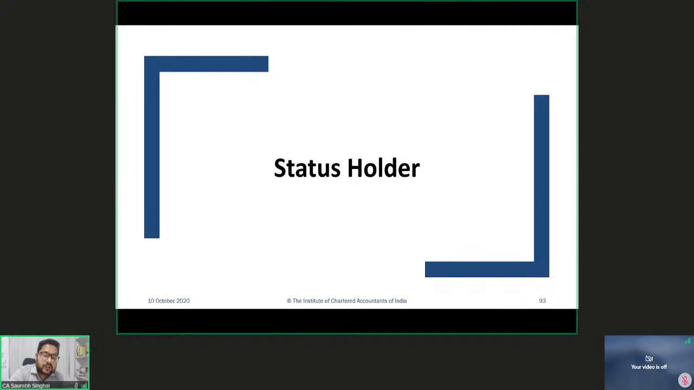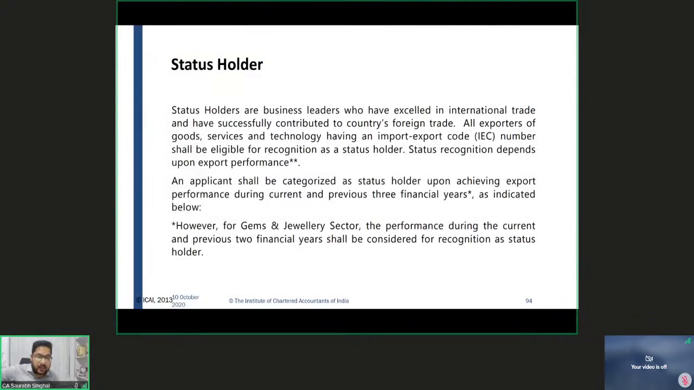Then we come to another scheme which is called the scheme of status holders. Now this is not a very relevant scheme in terms of anything to be explained. It may be relevant for examination purposes, but nothing to be explained as such.